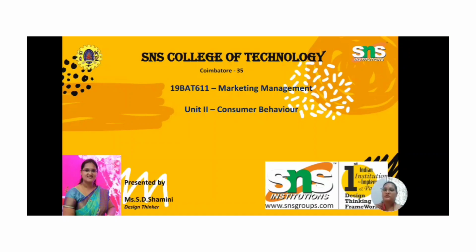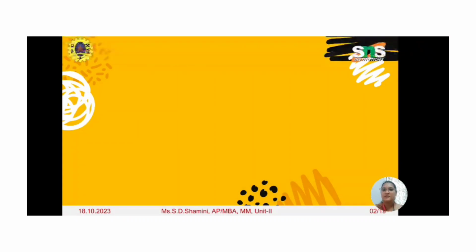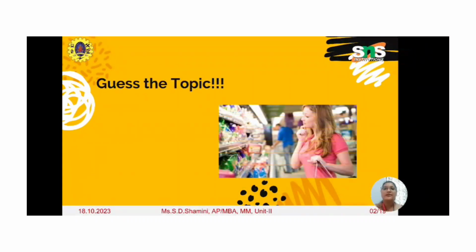So let's go into today's session. Can you guess the topic from the given picture? Yes, you're right. It is about whether to buy the product or not. So we call it the buying decision process in marketing management. It comes under the unit consumer behavior.